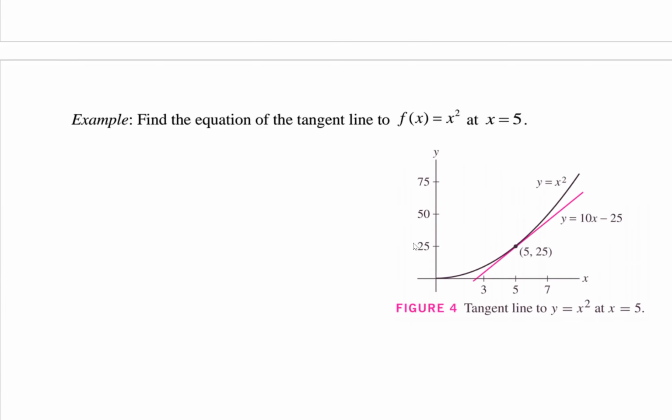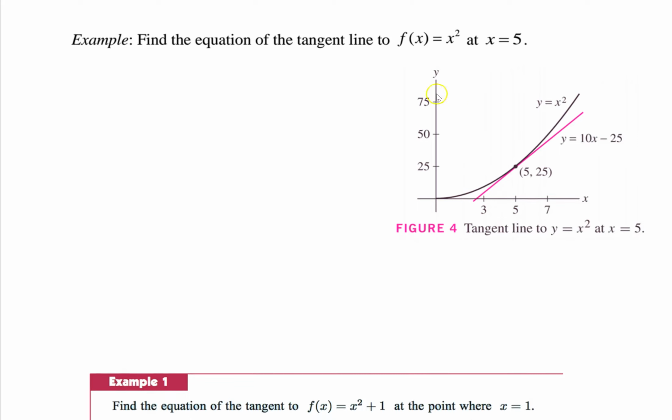So let's do an example. Here's the picture. We're going to find the equation of x squared. I want the equation of a tangent line at x equals 5. So I want that pink line right there. The first thing I do: I want an equation of a line? Easy. y minus y1 equals m times x minus x1. That's how you always find the equation of a line.